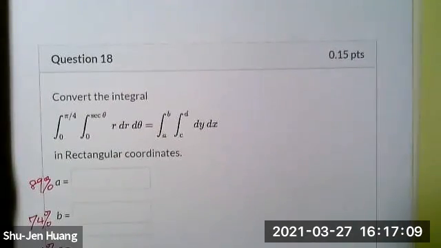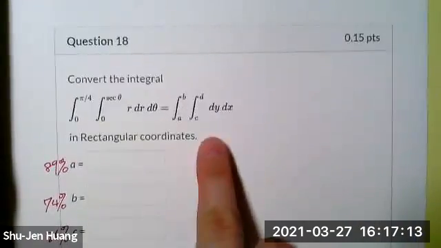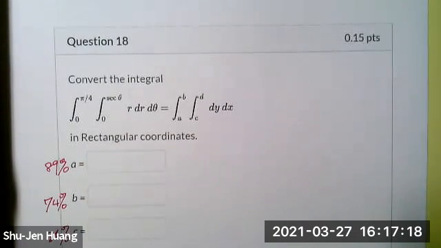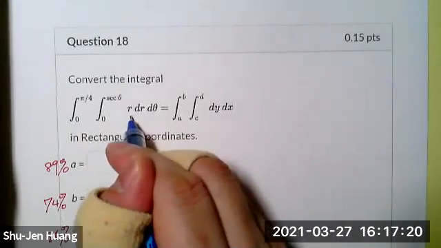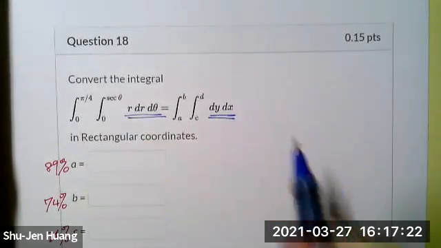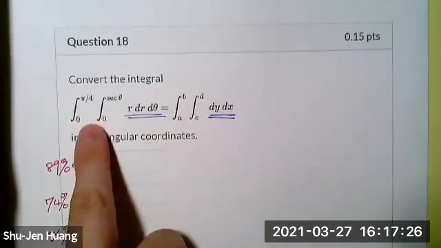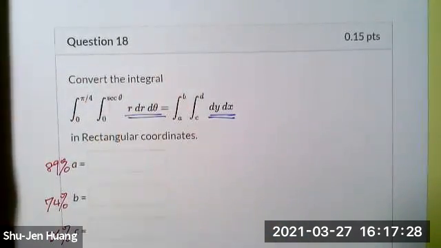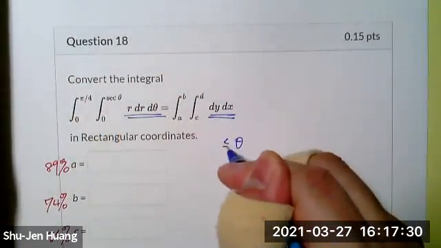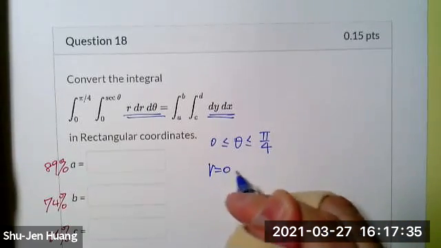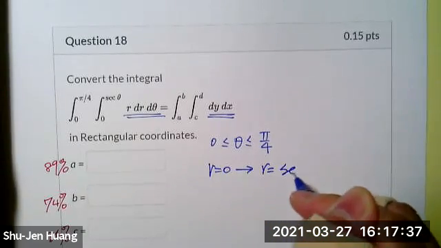All right. Question 18. Now we want to convert this to rectangular coordinates here. So you can see r dr dtheta gives us dy dx. Now let's draw the region here. Theta is from 0 to pi over 4, and r is from 0 to r equals secant theta.